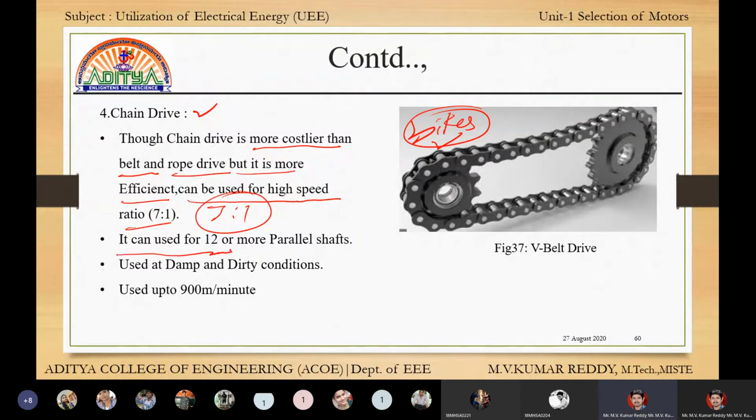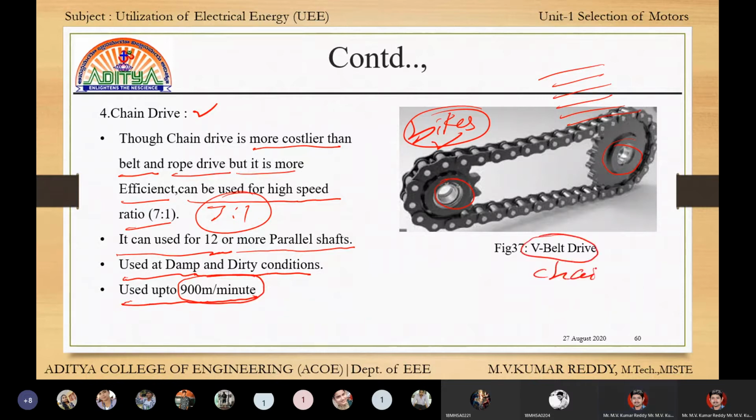It can be used for 12 or more parallel shafts. That means in this drive we can put up to 12 parallel shafts. It can be used in damp and dirty conditions. It is used for speeds up to 900 meters per minute. Here it is the chain drive.